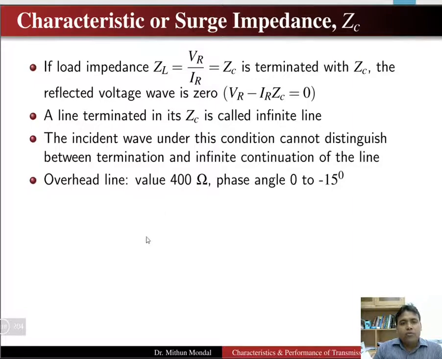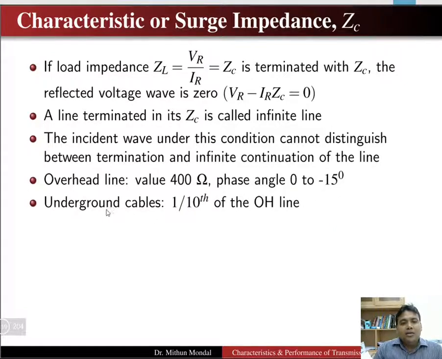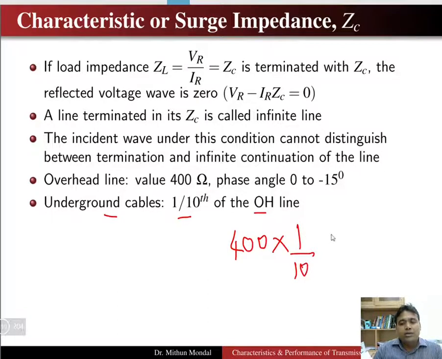Now normally for an overhead transmission line, the value of ZC is equal to 400 ohms and its phase angle is 0 to minus 15 degree. And for an underground cable, the value is 1/10 of the overhead transmission line. So if in overhead transmission line the value of characteristic impedance is 400, in underground cable it will be 1/10, which is equal to 40 ohms.